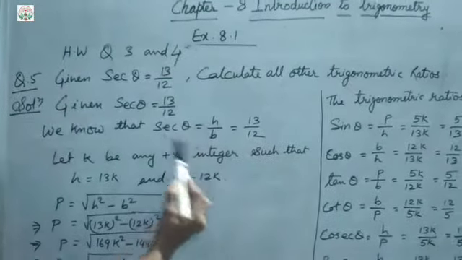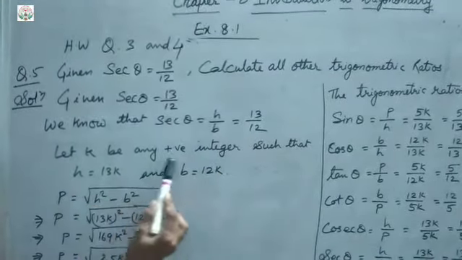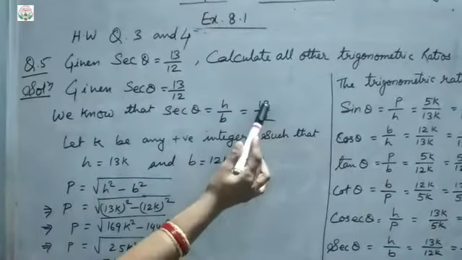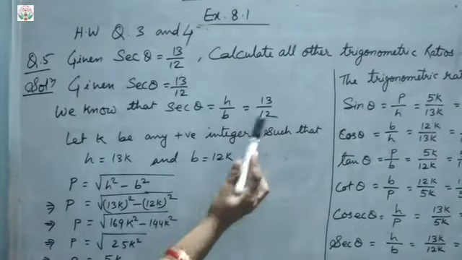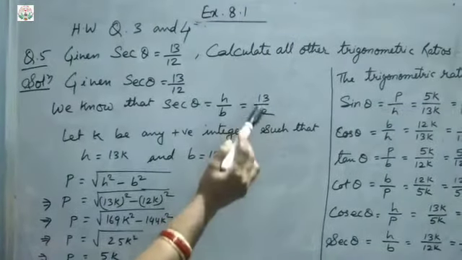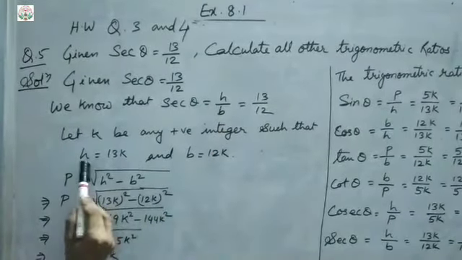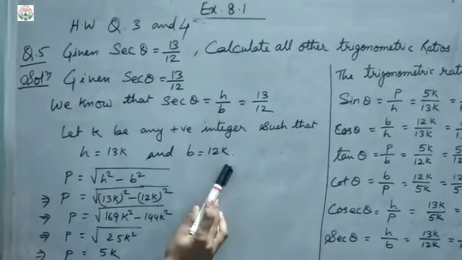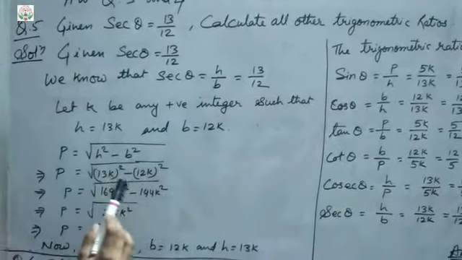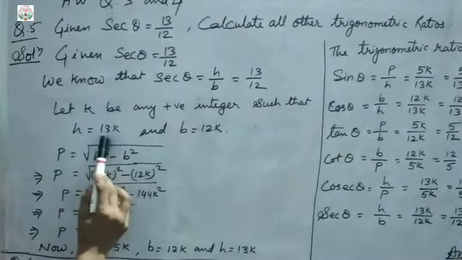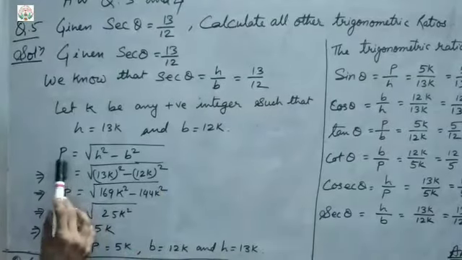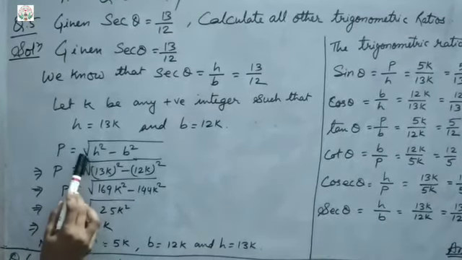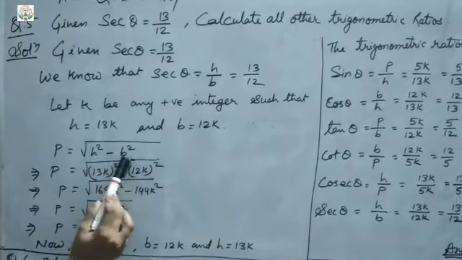That is given here. So now let K be any positive integer such that the H value will be 13K and B is 12K. Because it is in ratio form, H equals 13K and B equals 12K. So now we know the Pythagoras theorem. If the hypotenuse and base are given, then we can find the perpendicular by using the Pythagoras theorem.